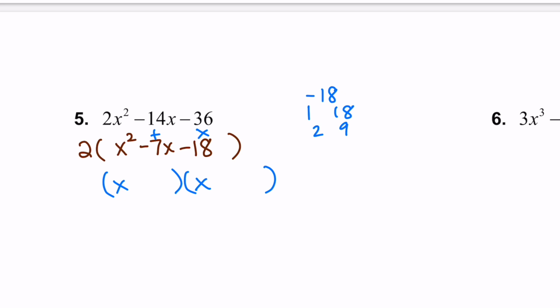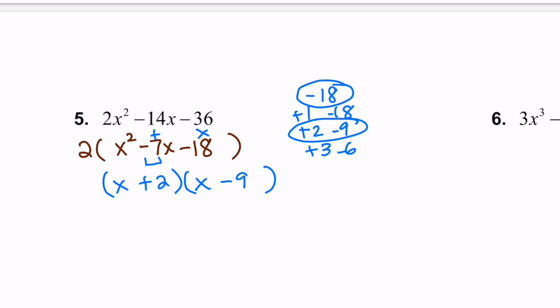Since it's a negative number, we have one negative, one positive, and then we're adding to be a negative 7. So the bigger number has to be negative, the smaller number is positive. And look here, we've got 2 minus 9 is the negative 7. So we have a plus 2 and a minus 9. Make sure you don't leave off that 2, so that's important. So make sure you have that 2 and bring it down.